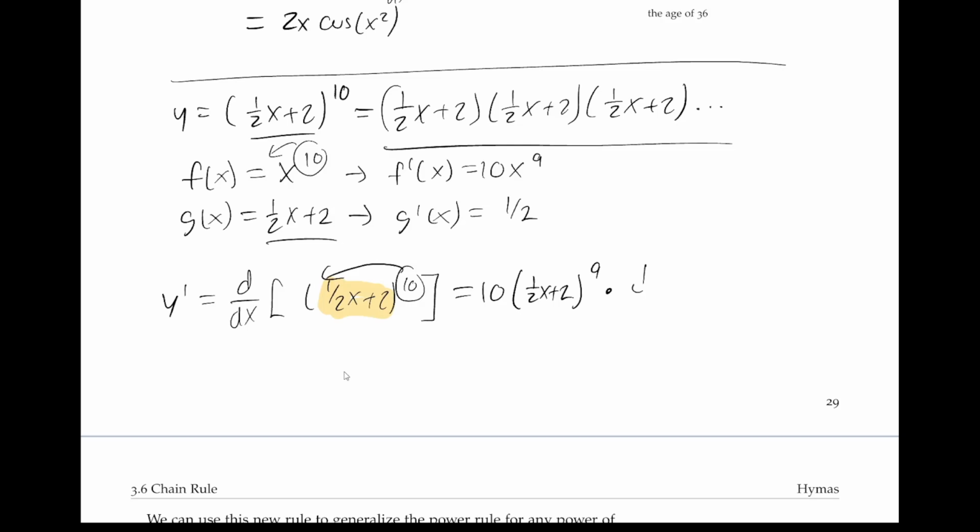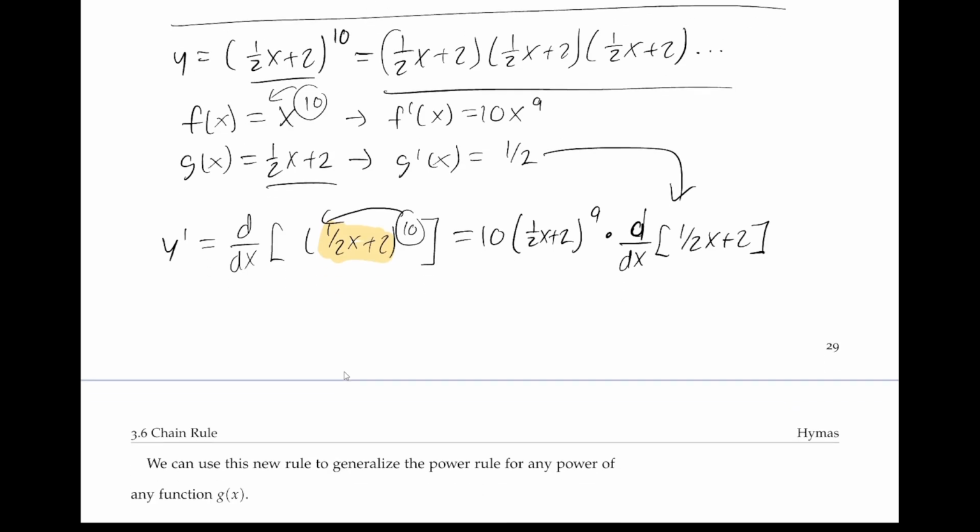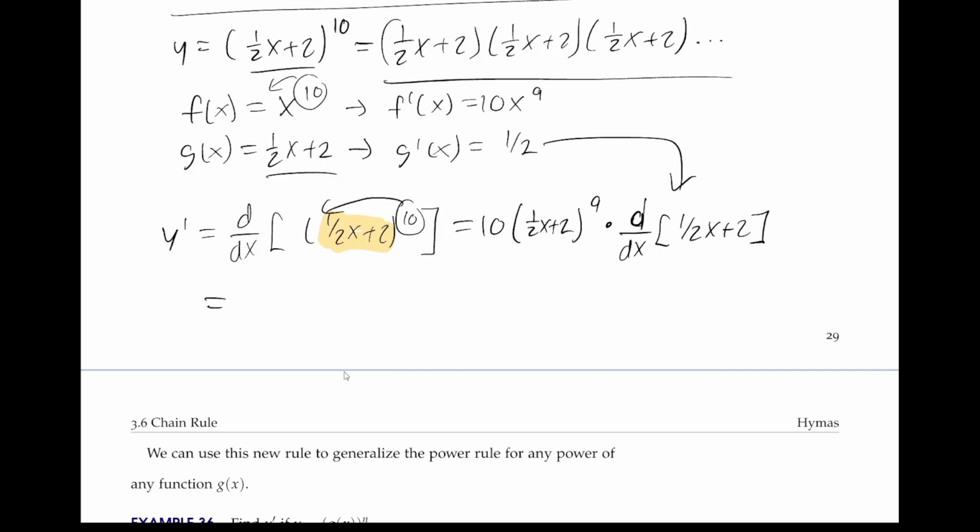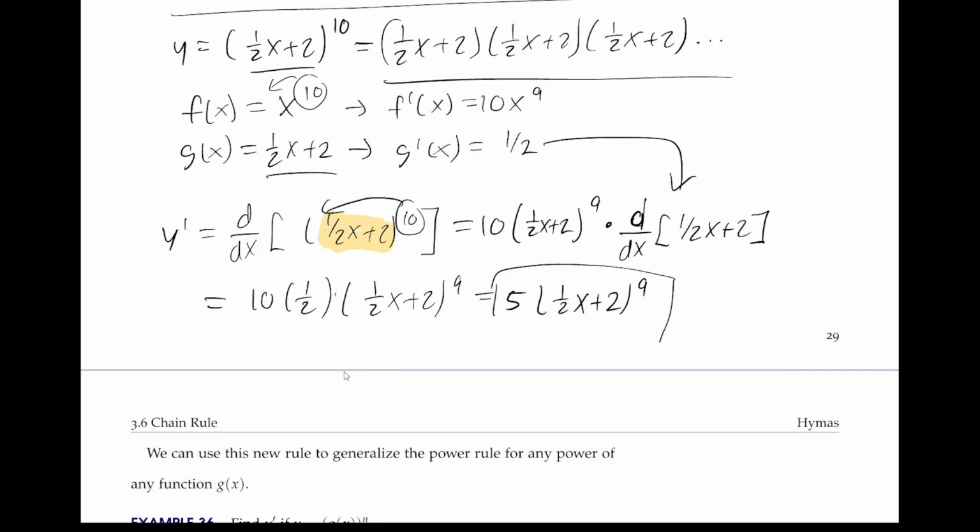That is the derivative with respect to x of 1/2 x plus 2. Well, we already did that derivative. We know that that's 1/2, right? And so our final answer should look like 10 times 1/2 times 1/2 x plus 2 to the 9th power. A half times 10 is 5. So really, we're going to write this as 5 times 1/2 x plus 2 all to the 9th power. You cannot simplify that further. Like, we can't pass the 5 in or anything like that because of that 9th power. So we'll just leave it like that.